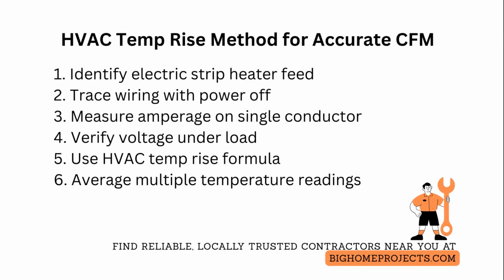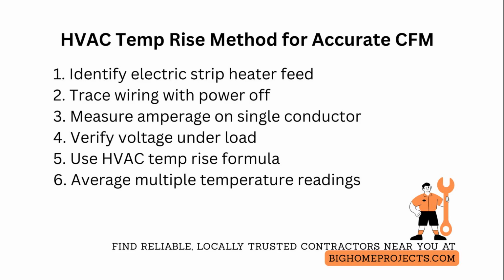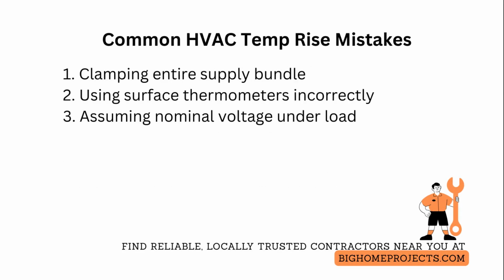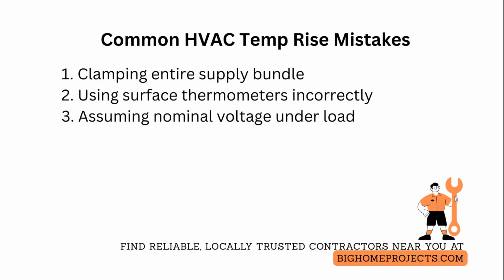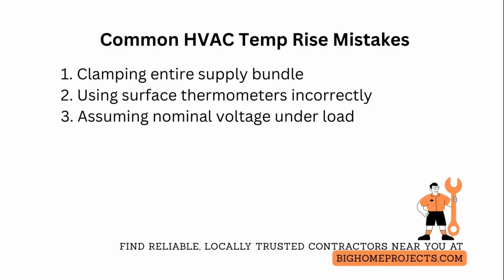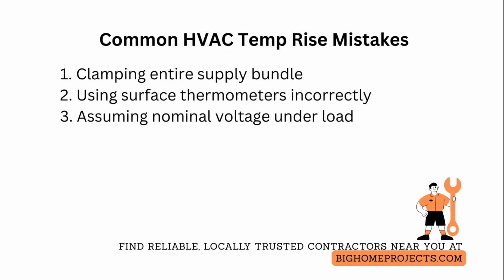filters, duct restrictions, or blower misalignment, and document results with time, ambient temperature, and meter model so you can reproduce and verify. One of the most common mistakes is clamping the entire supply bundle, causing an incorrect amperage reading, which gives a low or zero reading and ruins heater wattage calculations. Fix it by isolating and clamping only the single insulated heater feed conductor after verifying with a wiring diagram.